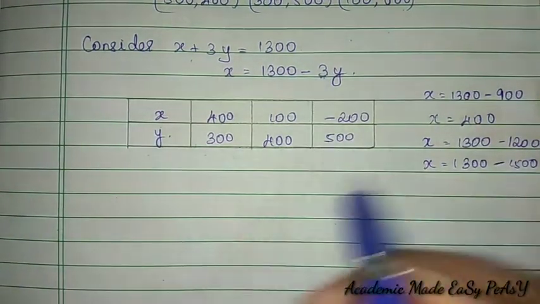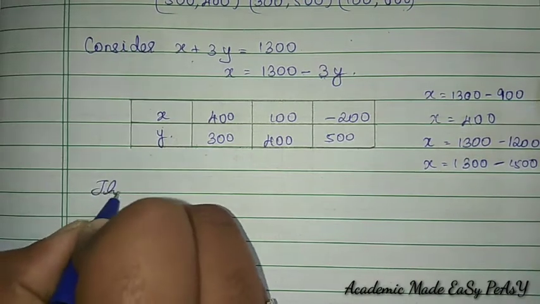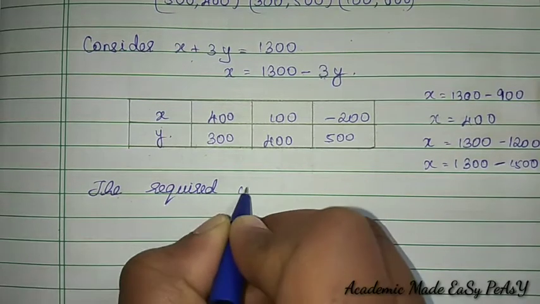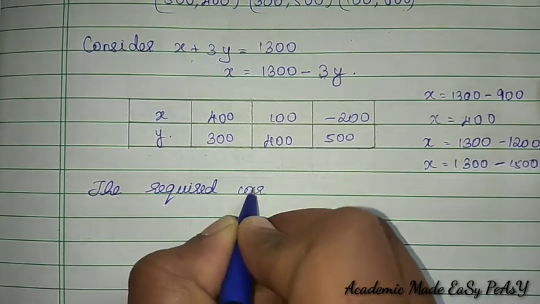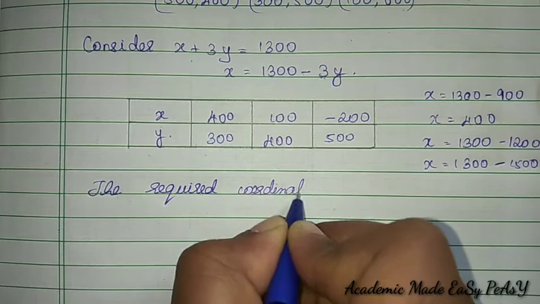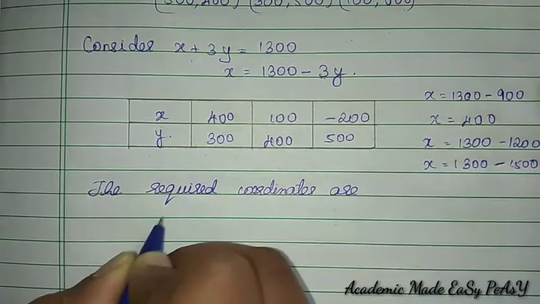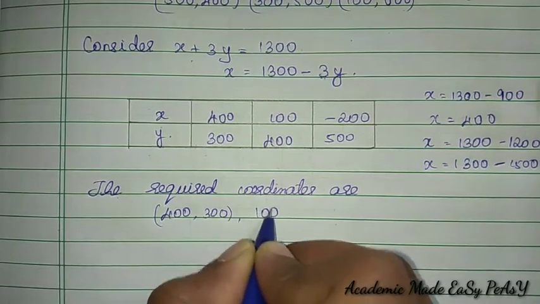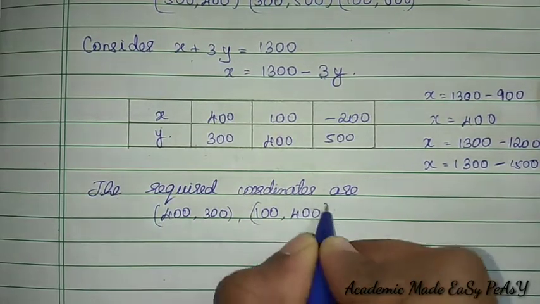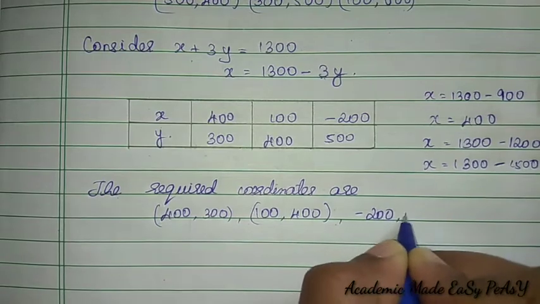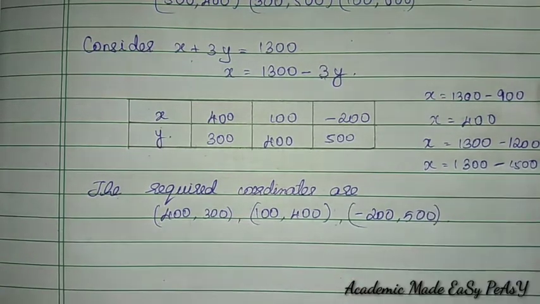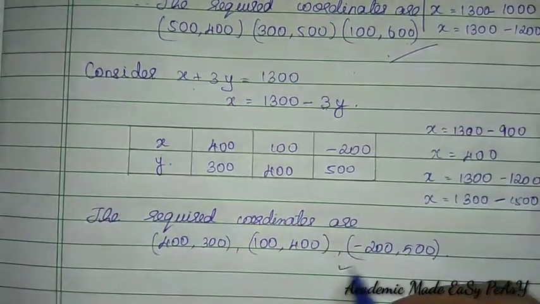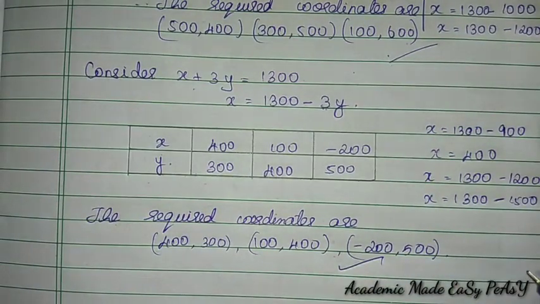Okay, so now therefore the required coordinates are 400, 300, 100, 400, minus 200, 500. So therefore, I got my coordinates for equation 1 as well as 2. So now let's start plotting.